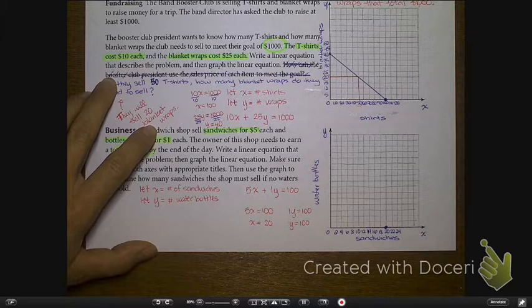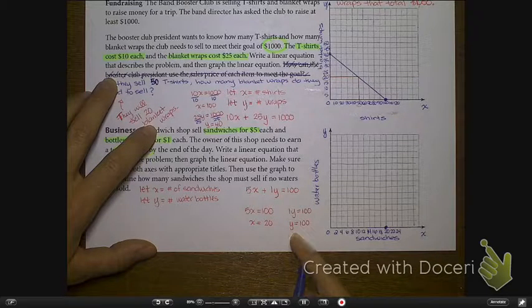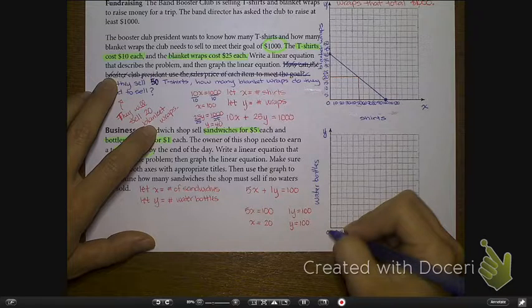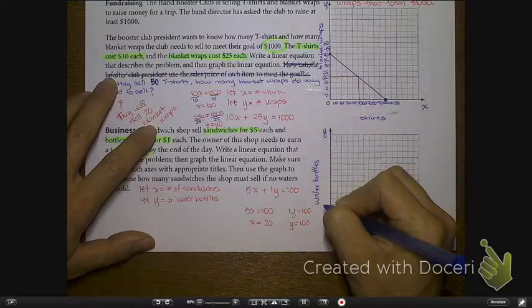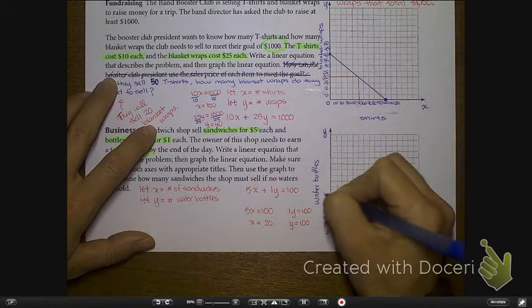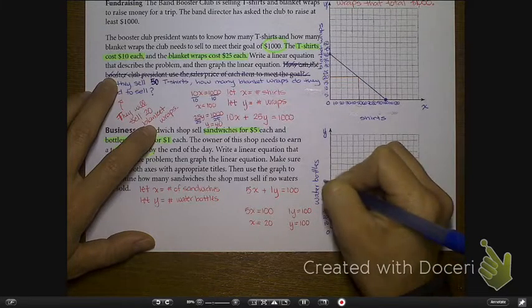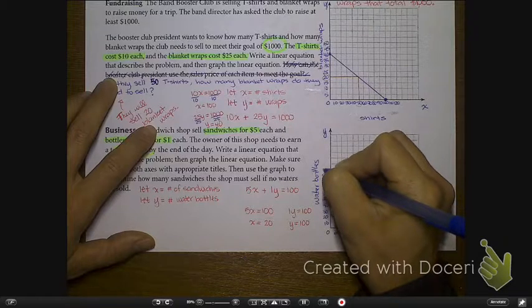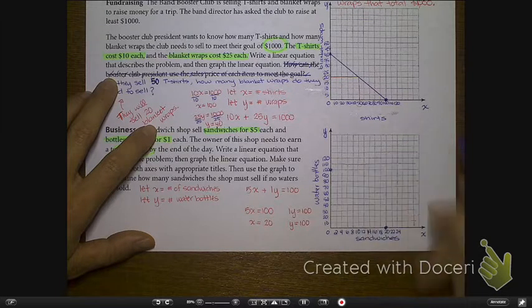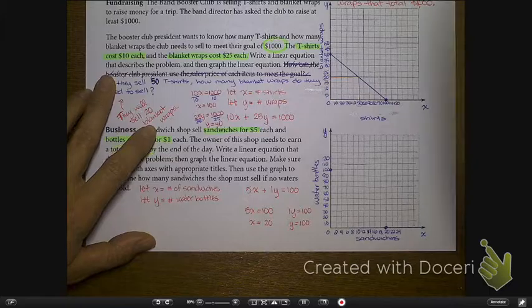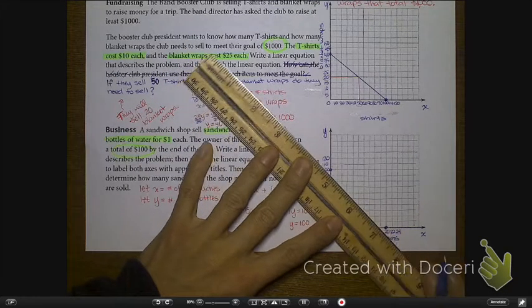Okay. Now, what about for water bottles? What was my intercept for water bottles? So am I going to be able to scale that by 2s? By 10s, right? 10, 20. Okay, and so now I can put 100 right here. Now, we're going to go ahead and connect your x and y intercept together.